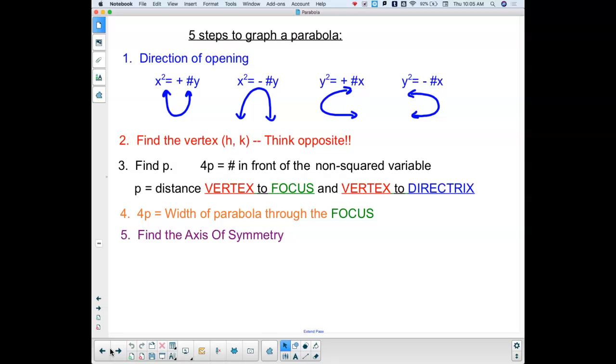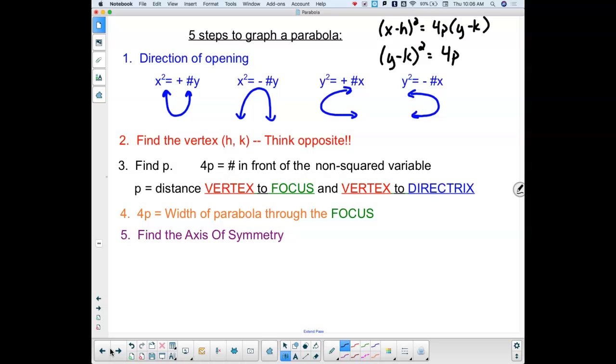Then, next thing we do is we find the vertex. Remembering that our equation is either x minus h quantity squared equals 4p times y minus k, or y minus k quantity squared equals 4p times x minus h. So h is attached to the x, k is attached to the y, and we think oppositely on both of those because they're both inside a set of parentheses.